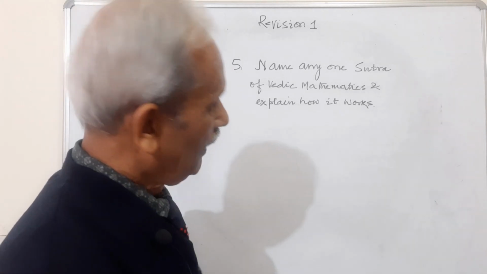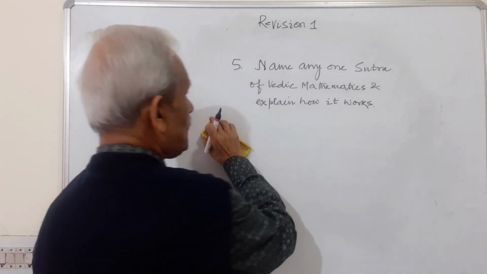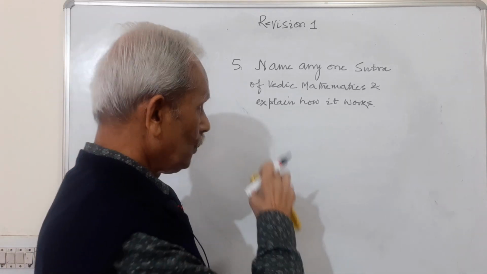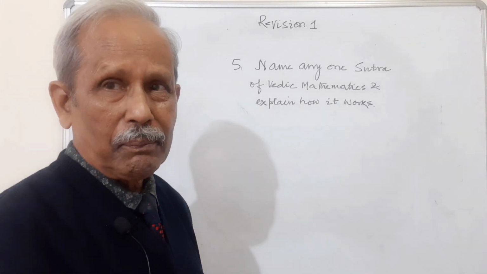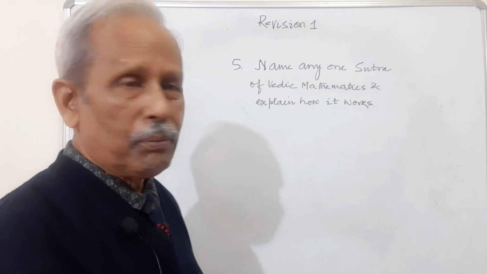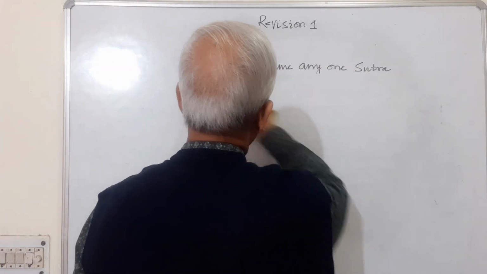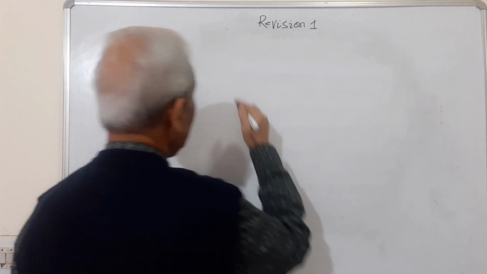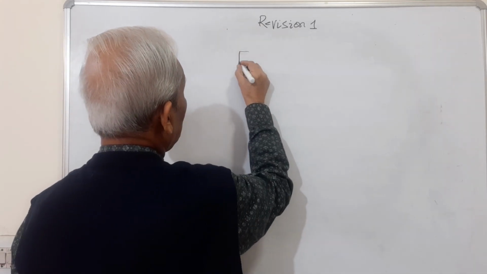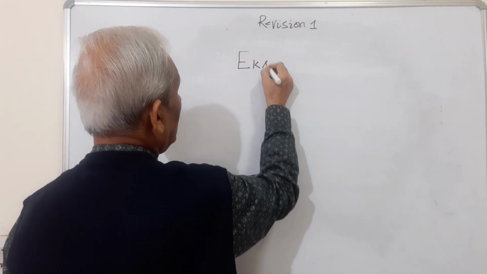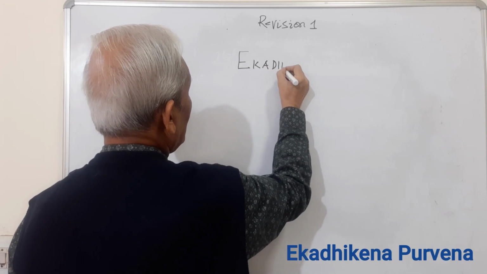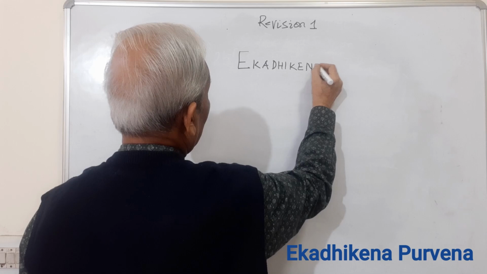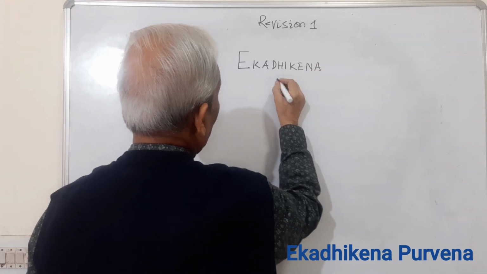Now you must have written the answer. Let me write down one sutra of Vedic mathematics and explain how it works. The sutra I will take is known as Ekadhikena Purvena.